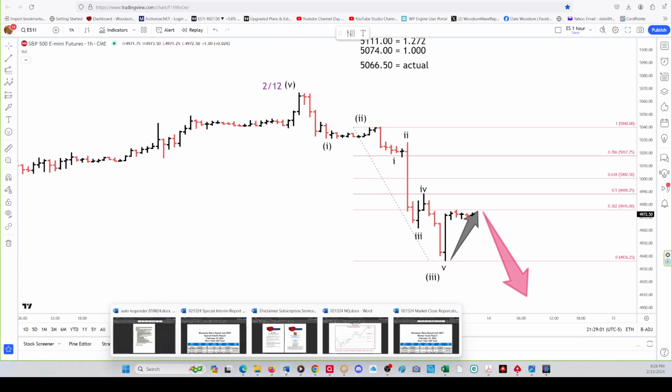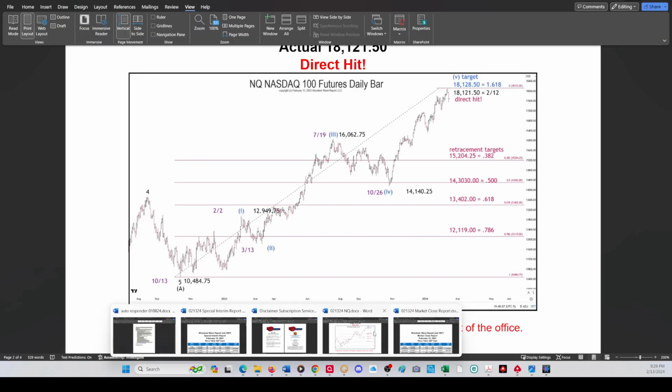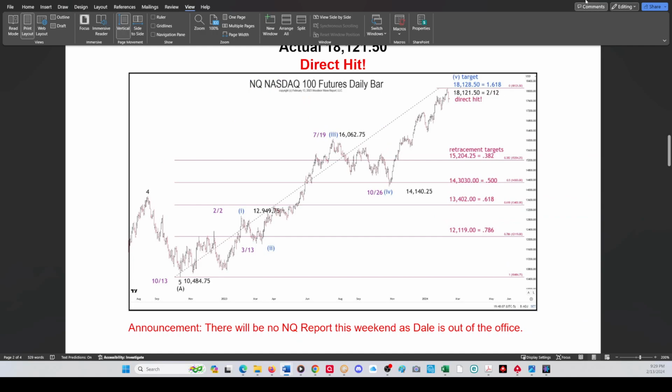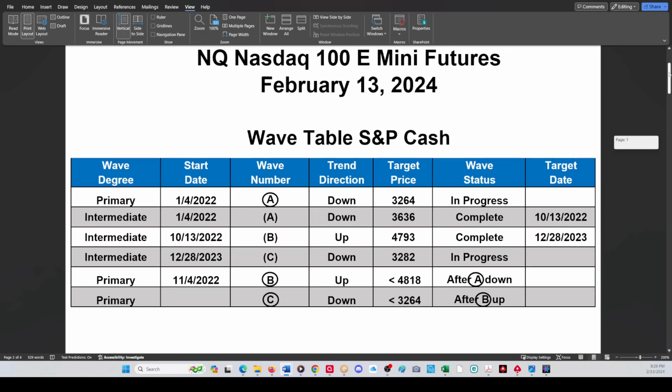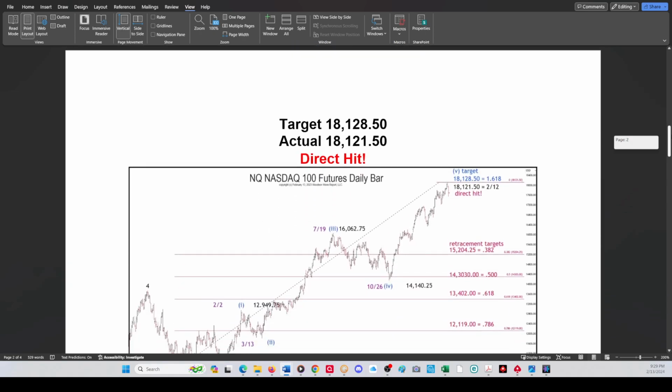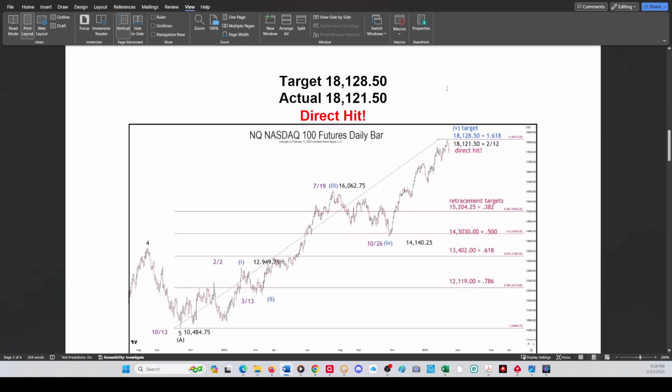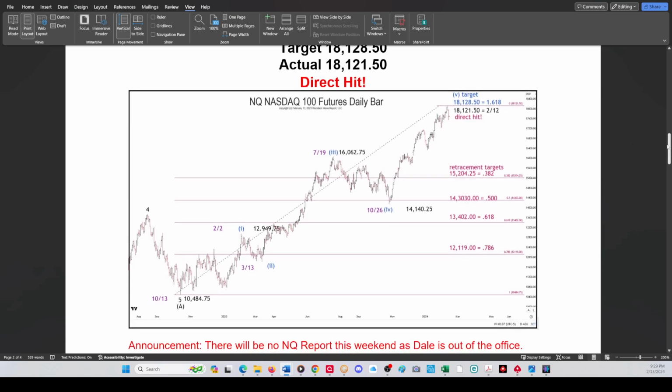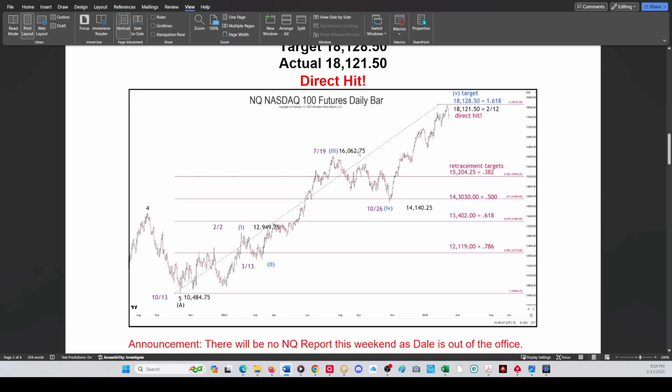Speaking of those reports, let's get into the NQ. That's put out once a week. You can see that's today's report. Okay, there was our target. There was the actual within 7 points, and you can see here's a clean look at it right here. Okay, 5-wave completed pattern up. There's the retracements down.